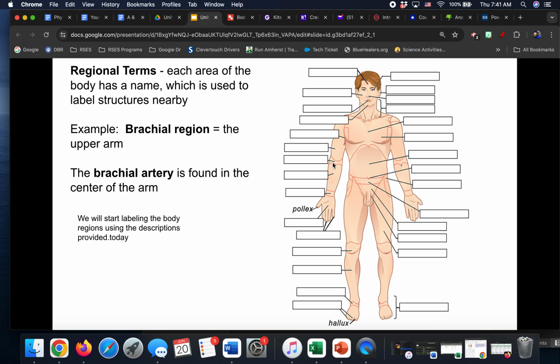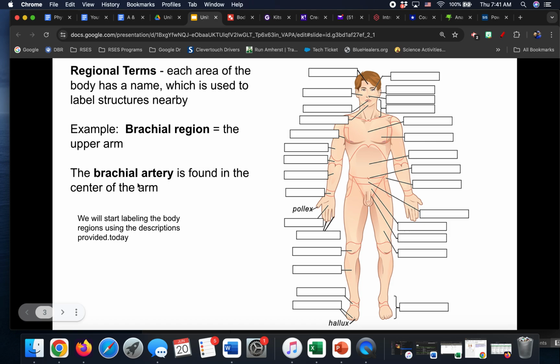All right. At the end of the short notes, we're going to get the same exact picture, and it's going to have descriptions of each region, and we're going to have to label them. It sounds harder than it is because the descriptions are terms that you're used to. But again, an example of that would be, it says the brachial region is the upper arm, and within that is the brachial artery. So when you know your regions, you're going to know things we're going to learn later very well.